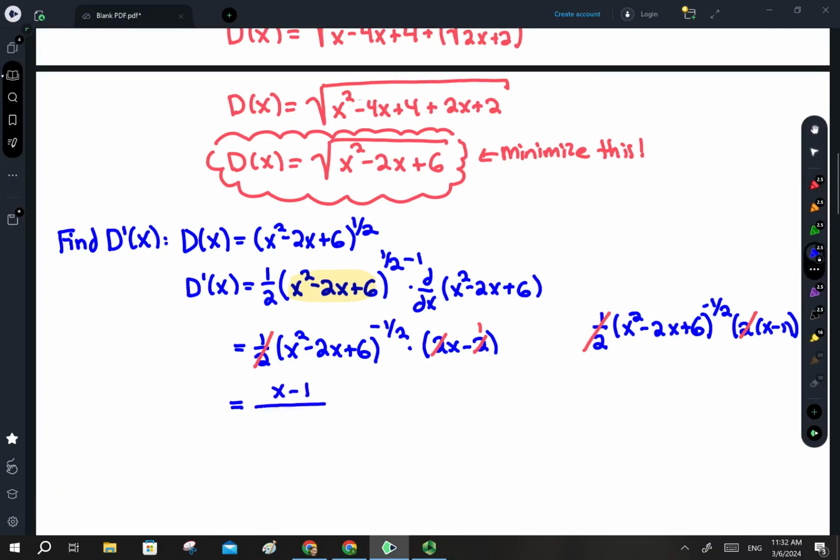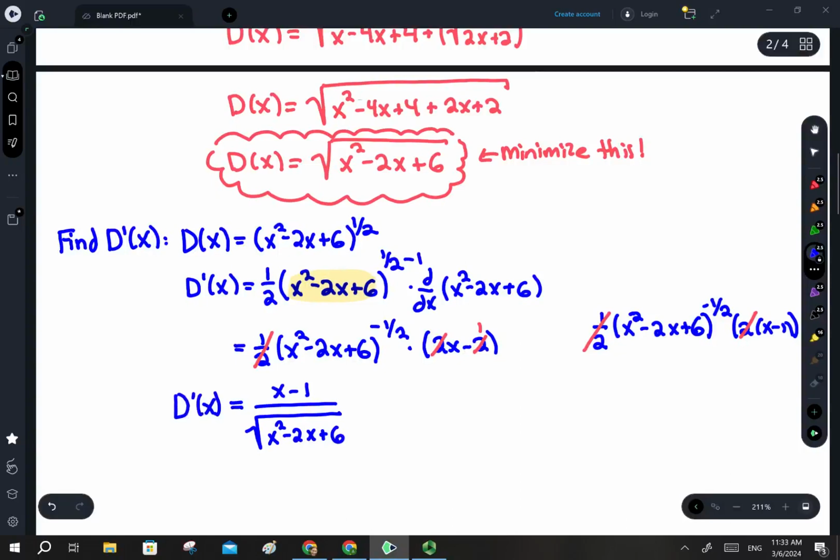And then to write my function with a square root again, the x squared minus 2x plus 6 was raised to the negative 1/2 power. So I can write that as x squared minus 2x plus 6 inside a square root in the denominator. Square root gives me the 1/2, the negative in the exponent puts it in the denominator.